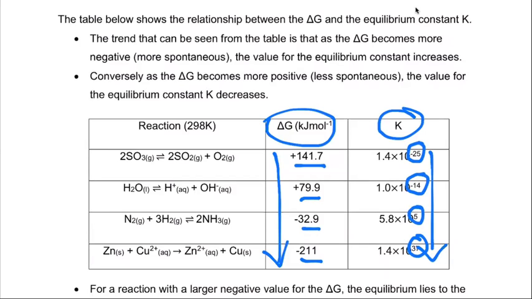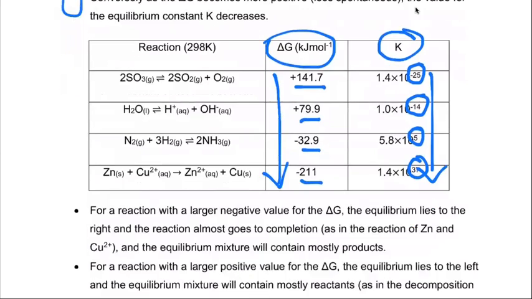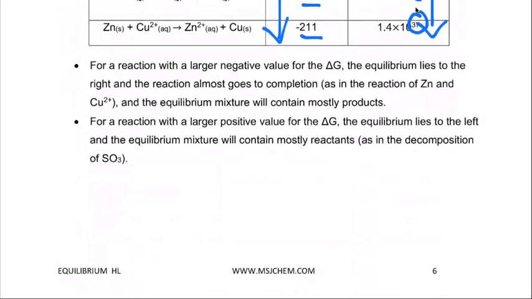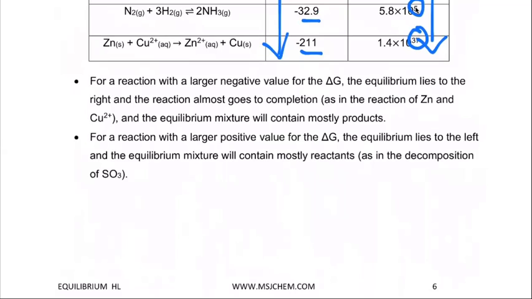And then it says here, conversely, the opposite would be true, okay? So as delta G gets more positive, less spontaneous, your equilibrium constant decreases. And so that's the general trend, and it's just illustrated with these reactions that we're showing here on this table. And then the summary here says that for a reaction with a larger negative value for delta G, equilibrium lies to the right, and the reaction almost goes to completion, okay?